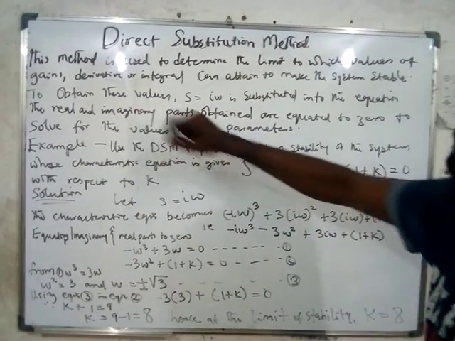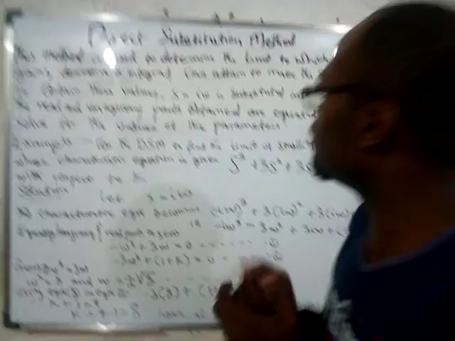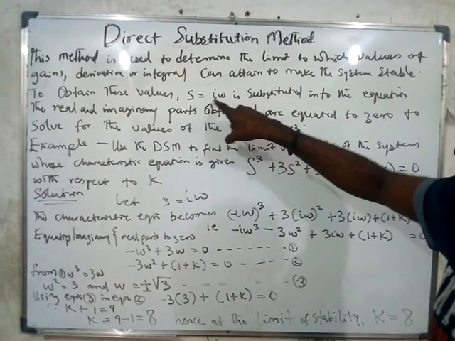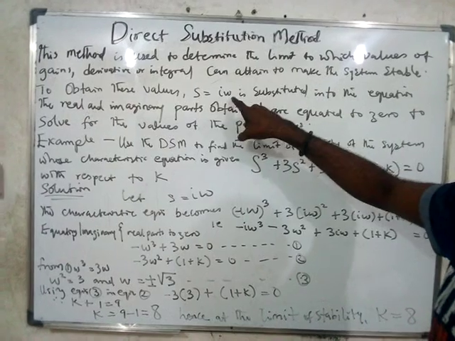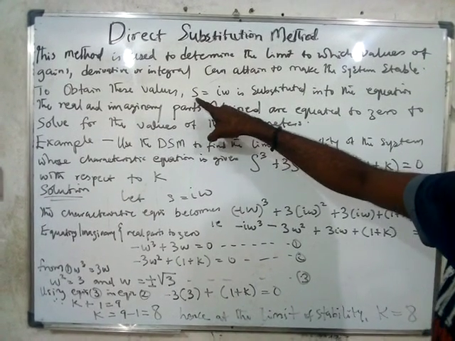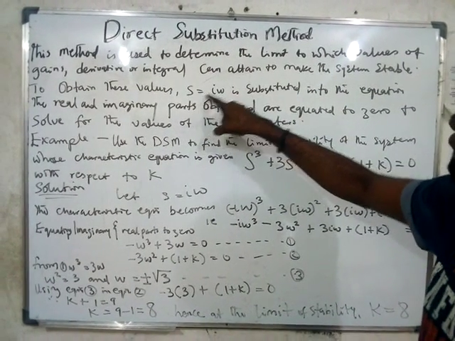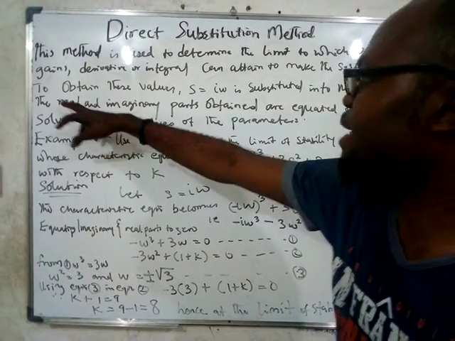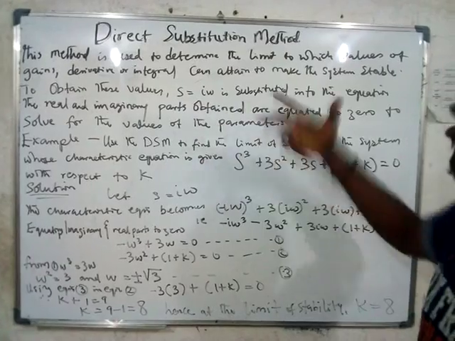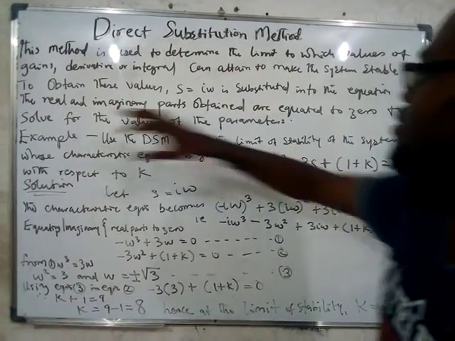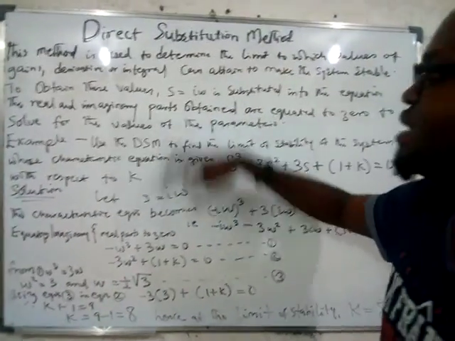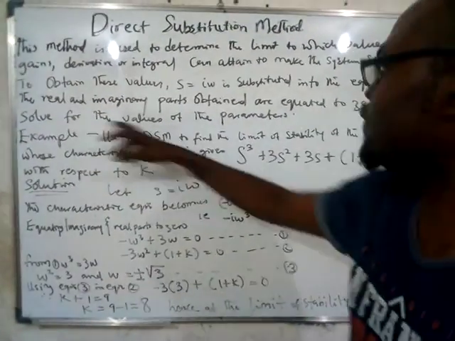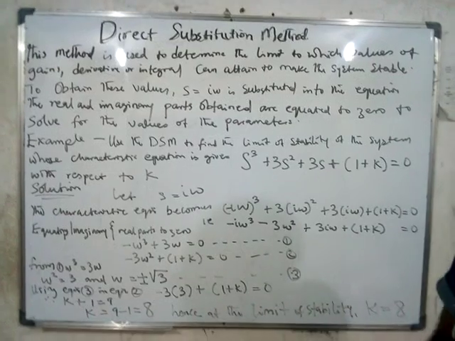To obtain these values, whenever you want to do direct substitution method, you must substitute iw in place of s. So s equal to iw is substituted into the equation. The real and imaginary parts are obtained. The real and imaginary parts obtained are equated to 0 to solve for the values of the parameter. So that's how you do it.